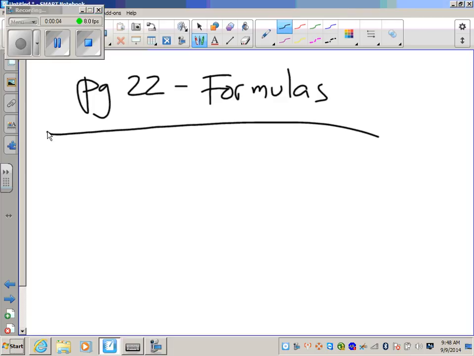Okay, if you got a book handy, page 22, formulas. If you don't, just follow along carefully. What is a formula, first and foremost? What is a formula? Maybe you have an example of a formula that you can give me. We can go from there. We've worked with formulas before. We've had formula quizzes before.